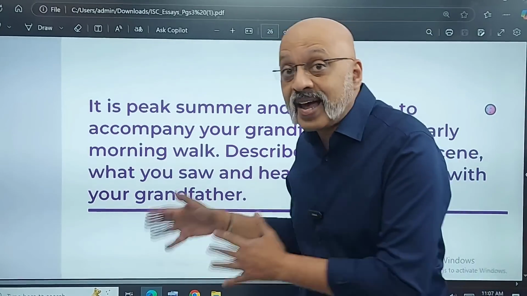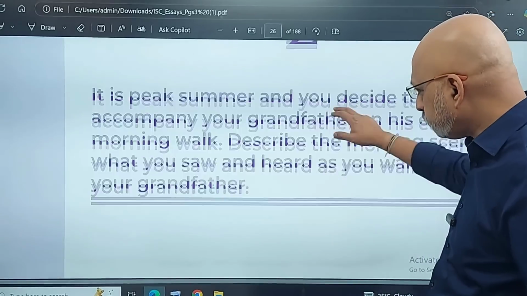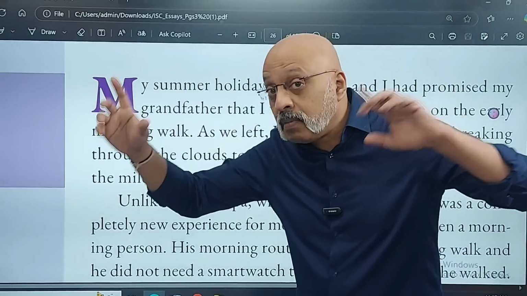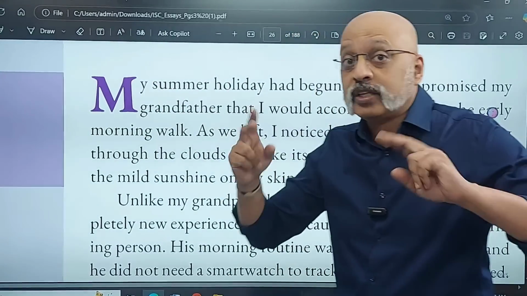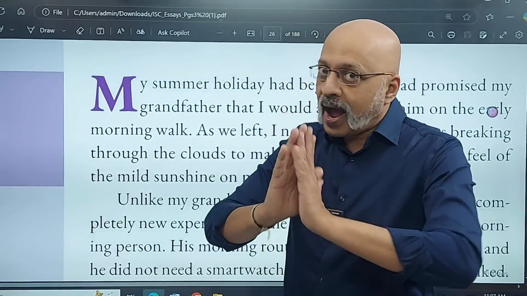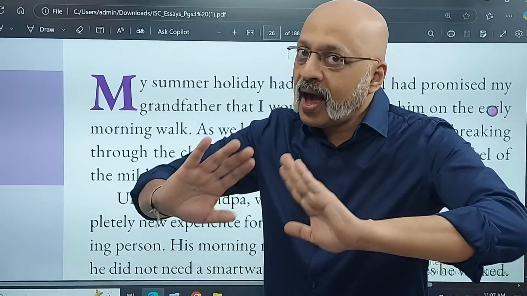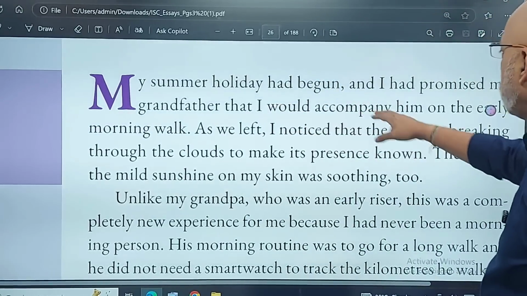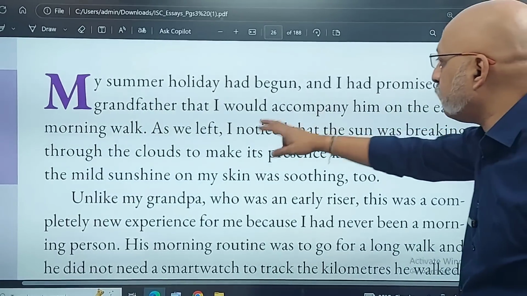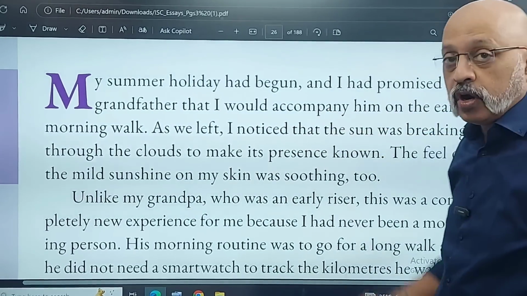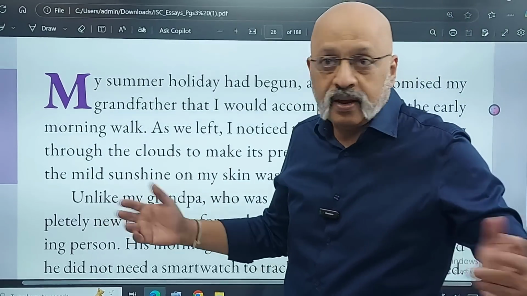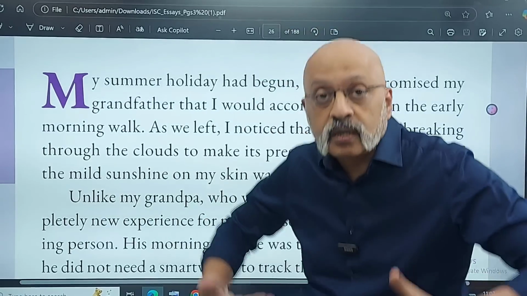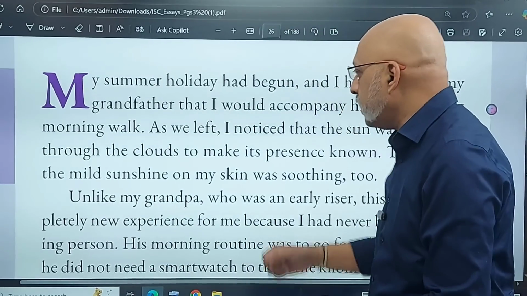So let's see what exactly I have written in this particular essay. Now, how do I start? My summer holiday. So I've associated with that. That's how, otherwise you'll be in a rush to go to school. So I have ensured that I am on vacation and have enough time to go on an early morning walk with my grandpa. My summer holiday had begun and I had promised my grandfather that I would accompany him on the early morning walk. So I've never been there. I've never woken up so early. So it is a new experience for me. That feeling has to be highlighted in the essay.